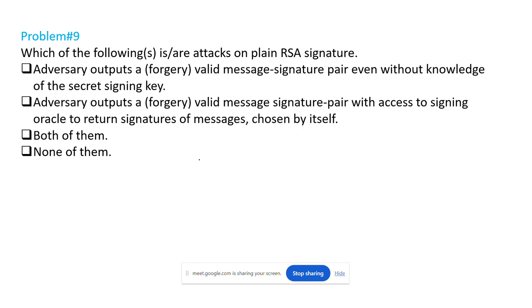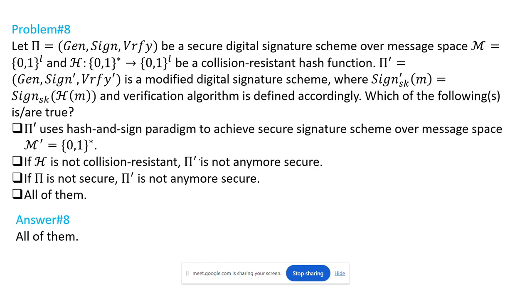Ma'am, I had one question for the previous question. Just a general question: if we just go with pi equal to gen, sign, and verify algorithm, then the output will be a message and comma signature. So then can we say that over the channel we are sending double, 2l, sorry, 2l? The size of the output is 2l.